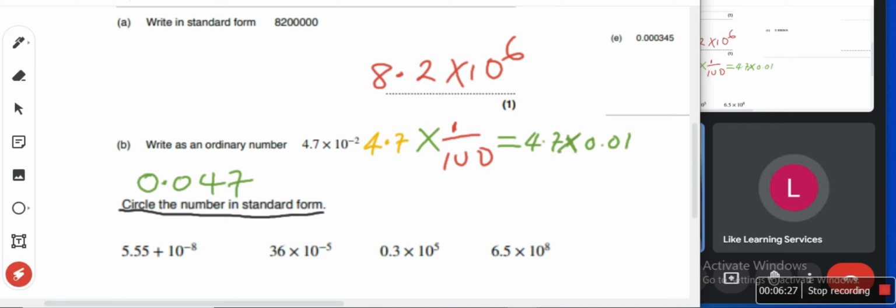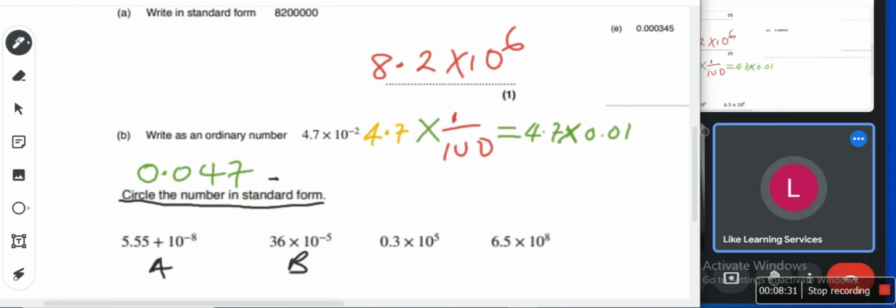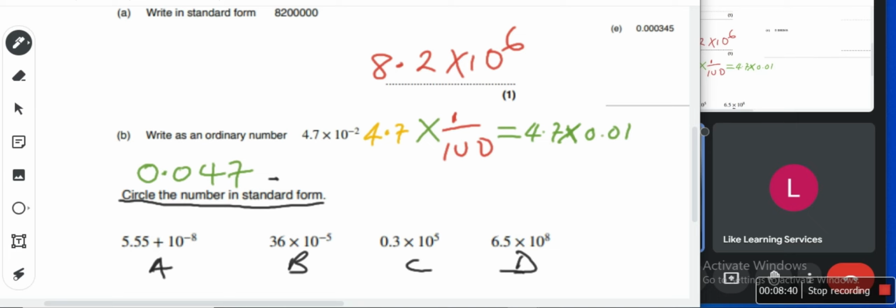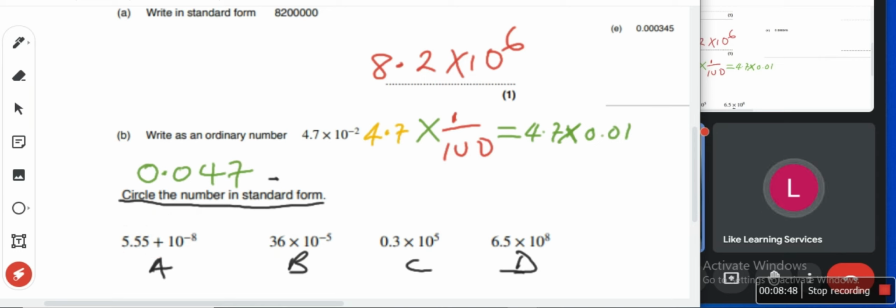Okay, so if you have minus 2, introduce 1 more 0 before any number, so it becomes 0.047. Now circle the number in standard form. Is it A or B or C or D? Quickly. Isn't it D? Why is it not C or B or A? I don't know. Why did you choose D? I know why it's not A or B, but I don't know why it's not C. Okay, why is it not A?